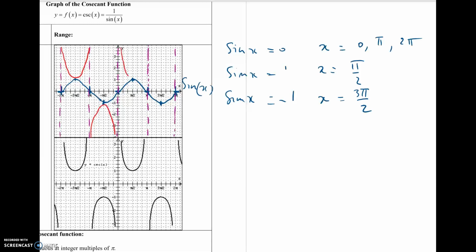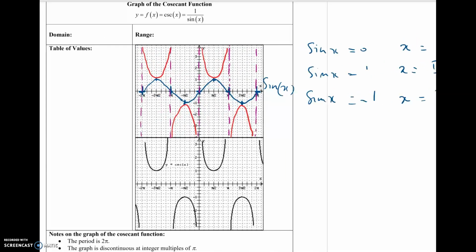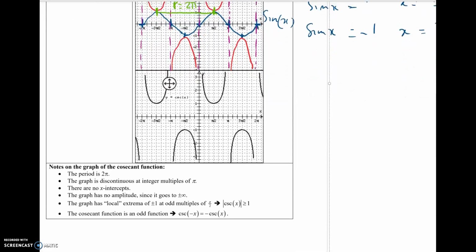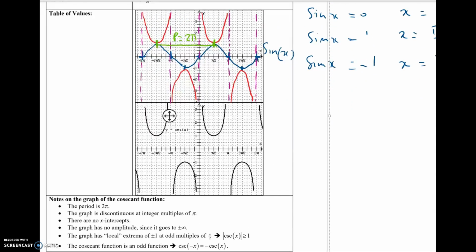Okay? Obviously, you can always use your calculator to graph that. The period is 2 pi. You can definitely see that the graph is discontinuous at an integer multiple of pi. There is no intercept. The graph has no amplitude since it goes to plus or minus infinity. The graph has local extrema, plus or minus 1, at odd multiples of pi over 2.